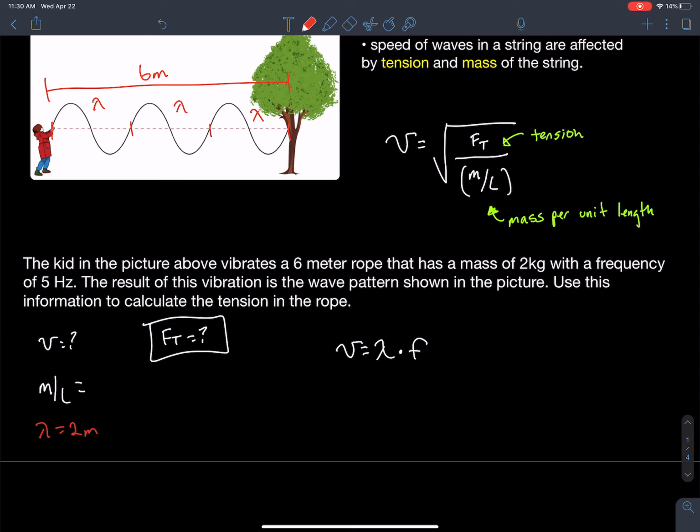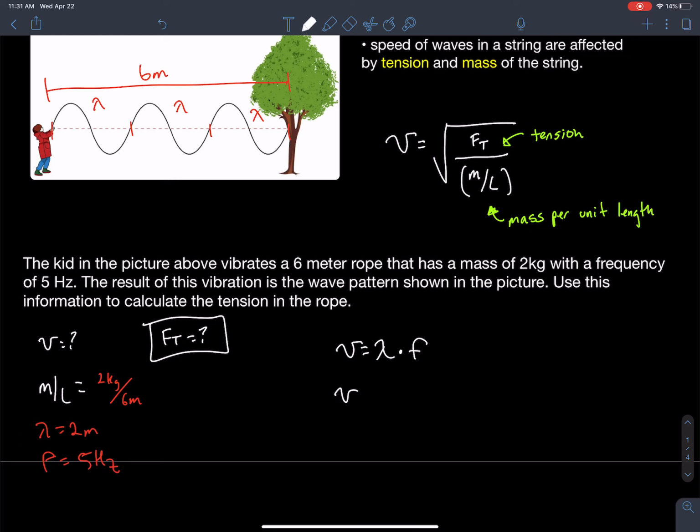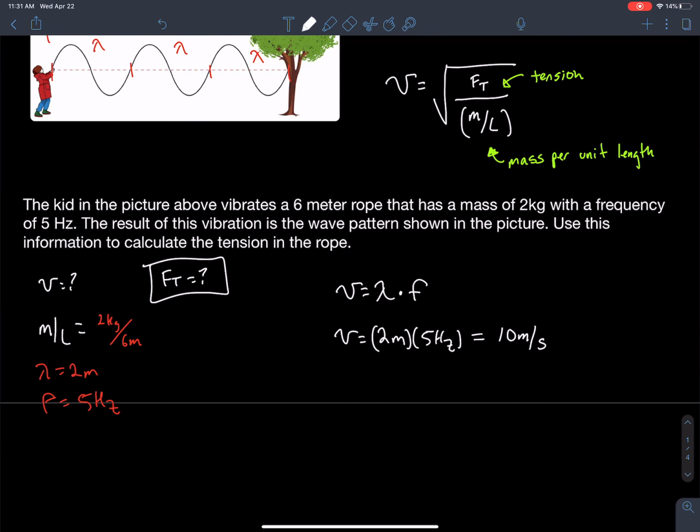The mass per unit length is going to be 2 kilograms divided by 6 meters. Okay, my frequency is 5 hertz. Those are all the variables that I know. Okay, so I can solve for the velocity now. Velocity is equal to a 2-meter wavelength times 5 hertz, which is going to be equal to 10 meters per second. That's pretty convenient.